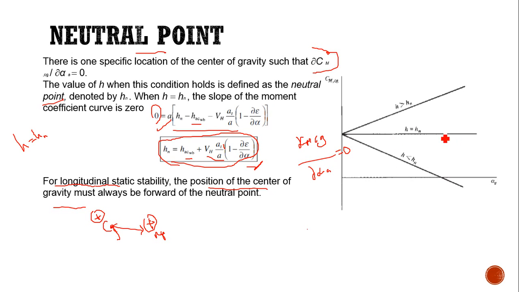So here we have the conditions: when CmCG will become 0, h is equal to hn. So here three curves are there. One is h equal to hn, one is h greater than hn, and another one is h less than hn.